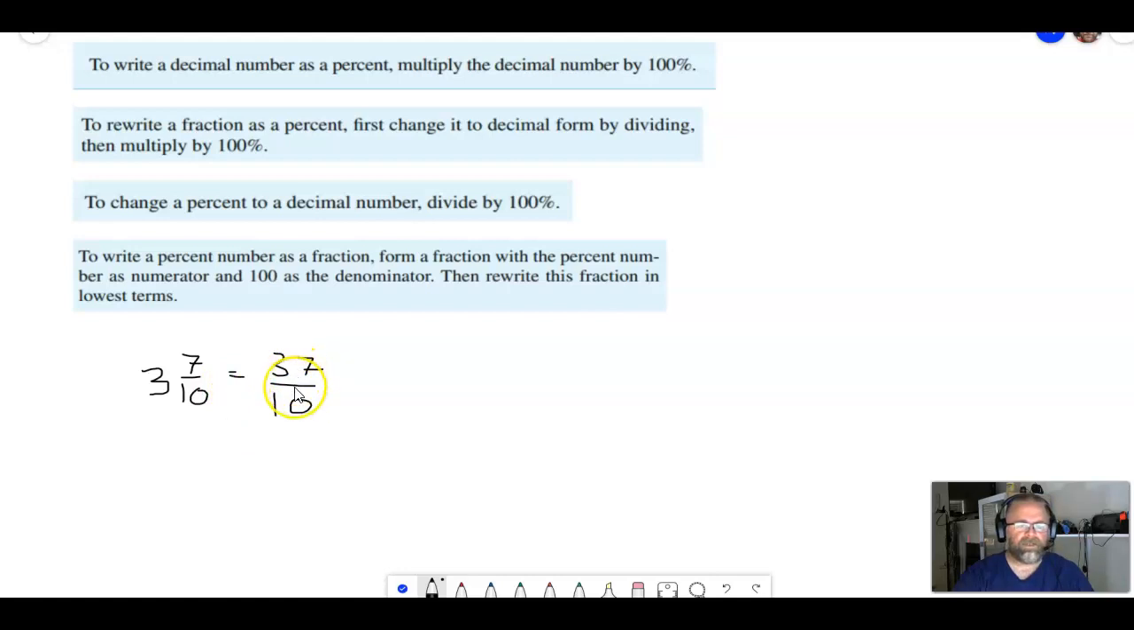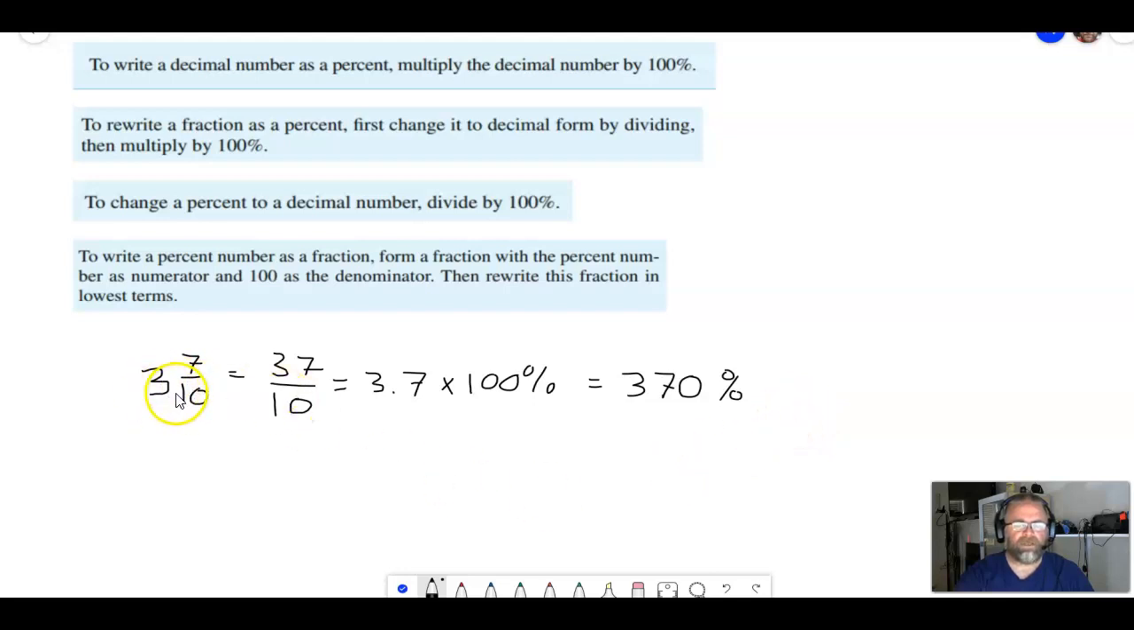And then what we would do is, remember, we're changing this to a percent. So next we need to get this in decimal form. Any number divided by 10, you just move the decimal place 1 to the left. That's going to be 3.7. And finally, to change it to a percent, we're going to multiply by 100%. That's going to equal 3.7 times 100. You move the decimal 2 to the right, so that's 370%. So that would be your answer for that one.